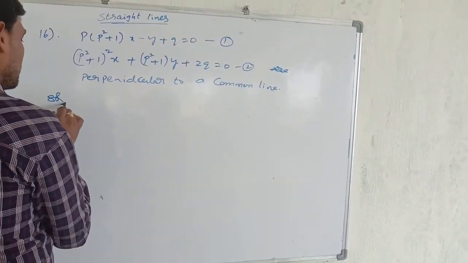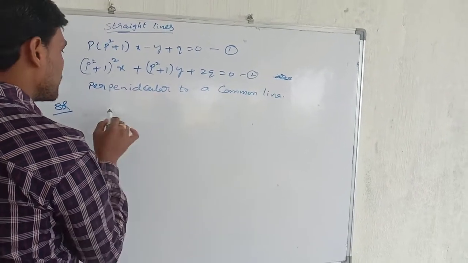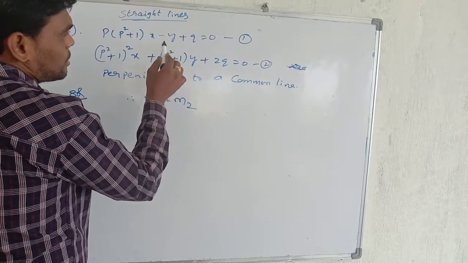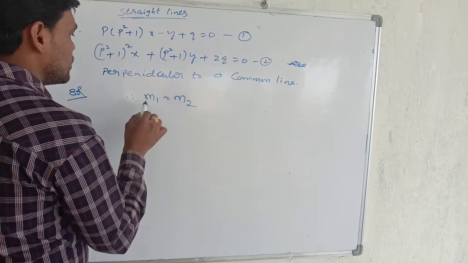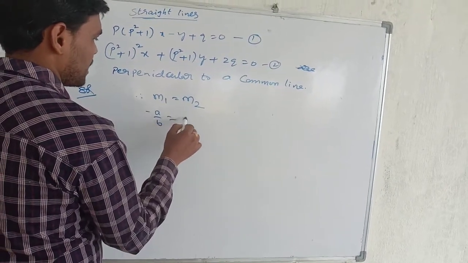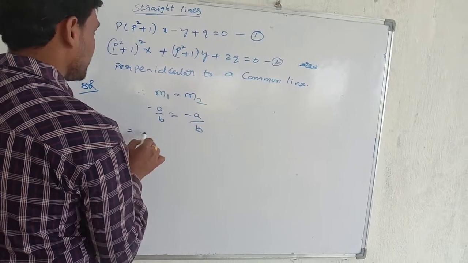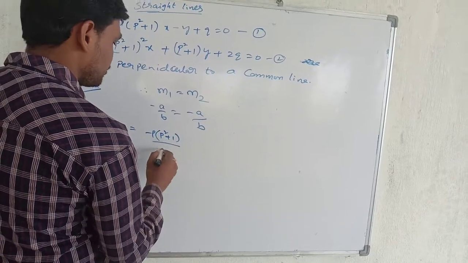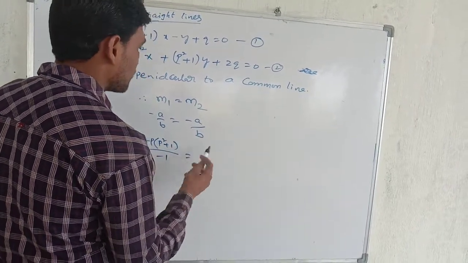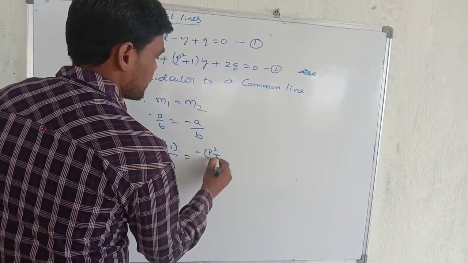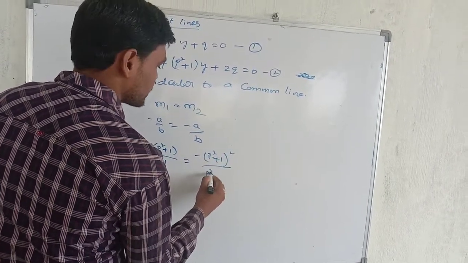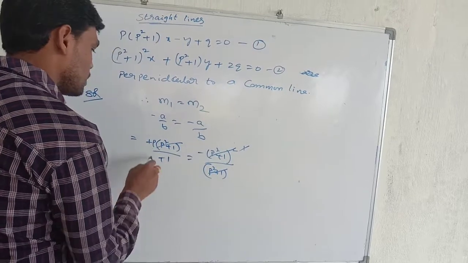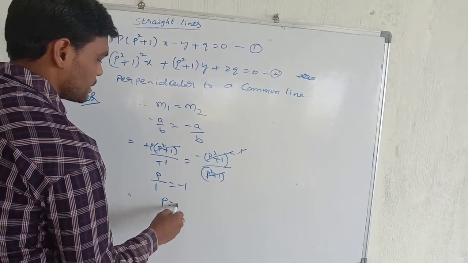Now the solution: both are perpendicular to a common line, and therefore m1 is equal to m2, where m1 is the first line's slope and m2 is the second line's slope. So m1 is minus a by b, equal to m2, minus a by b. Minus a means p(p square plus 1) by b, the y coefficient, equal to minus (p square plus 1) whole square by (p square plus 1). One p square plus 1 is cancelled and the other p square plus 1 is cancelled. Now it is nothing but p by 1 is equal to minus 1, so p is equal to minus 1.